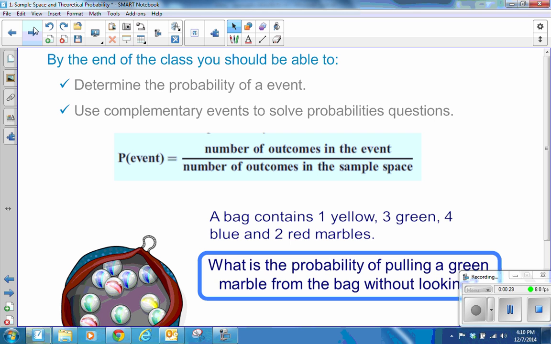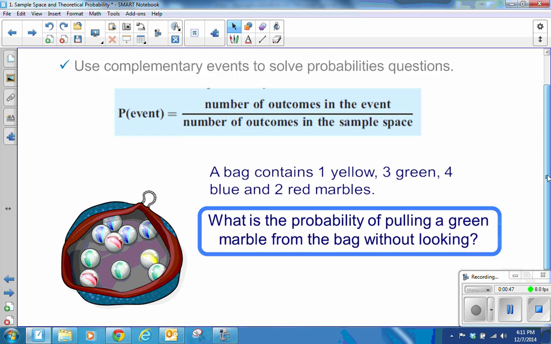Okay, let's continue. By the end of this video, you should be able to determine the probability of an event, and number 2, use complementary events to solve probability questions. The probability of an event is given by the number of outcomes in the event divided by the number of outcomes in the sample space.